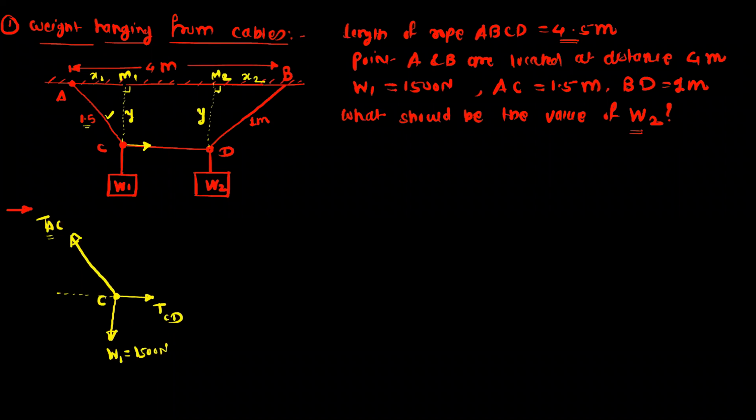Now we can write the equation. Just observe the A to B distance. It is given as 4 meter. So we can write this distance: x1 plus CD plus x2. This is the total distance AB. So x1 plus CD plus x2 is equal to 4 meter.